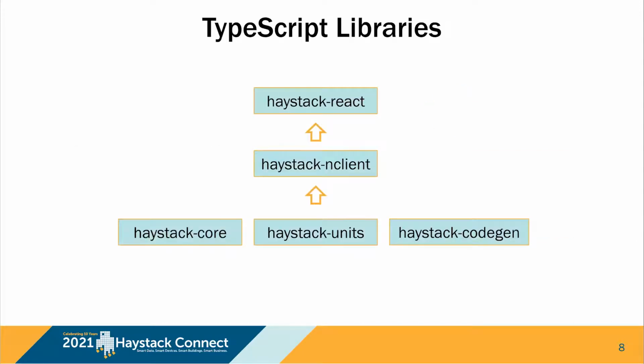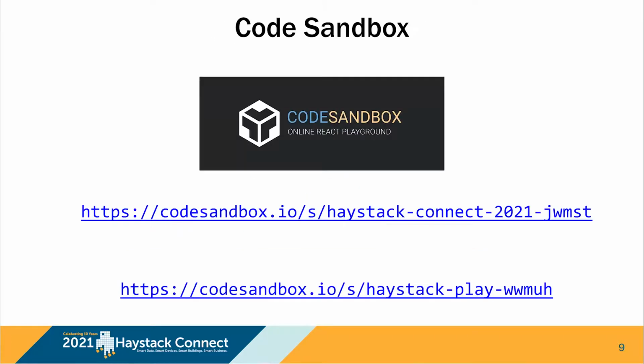So these are the libraries we have together. We've got Haystack Core and units that work together. And then we've got the network client library and the React library. We've got something new, which is experimental, which has literally come out last week, which is really cool, which is a TypeScript code generation tool. So you can convert from defs to TypeScript code, which is really, really cool. I'm going to be showing some of that in my next demo.